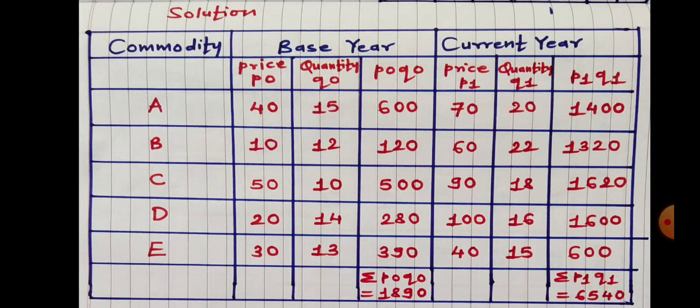So 70 into 20, 1400, 60 into 22, 1320, 90 into 18, 1620, 100 into 16, 1600, and 40 into 15, 600. After that, we have to find out sigma P1 Q1, that is summation of P1 Q1. So 1400 plus 1320 plus 1620 plus 1600 plus 600, we get 6540. So sigma P1 Q1 is equal to 6540.